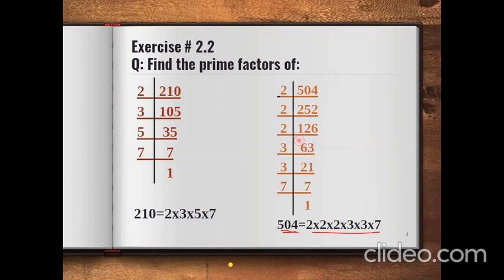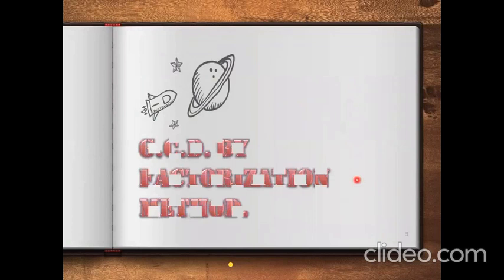63 came like this: 2 into 6 is 12. Okay, 12. 2 into 6 is 12, and 2 into 3 is 6. Okay, after dividing with 2 we will get 63. Clear? Now move on to the next topic.